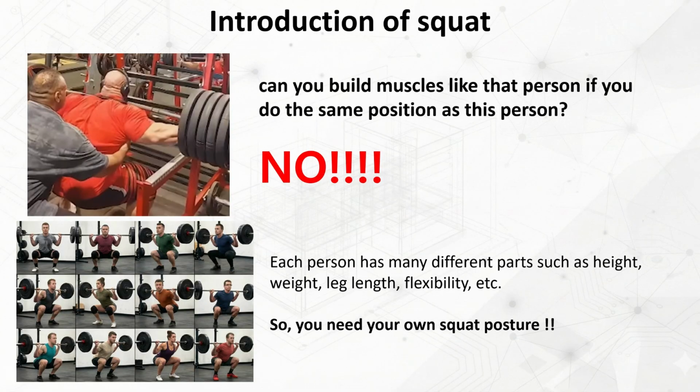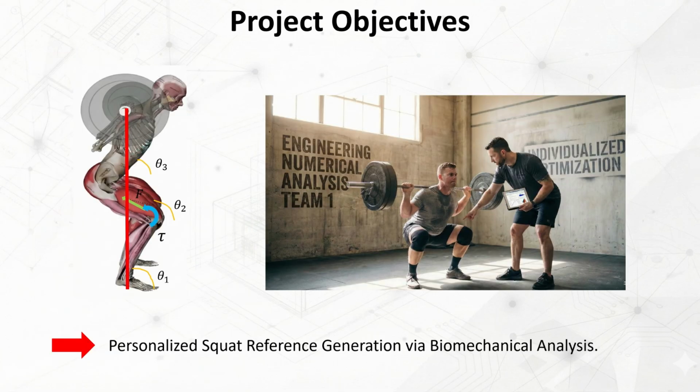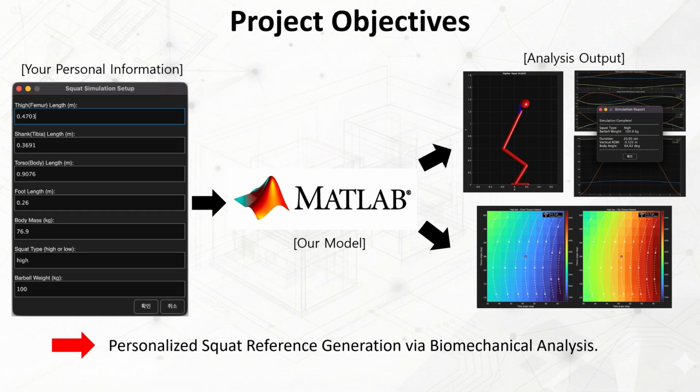Many people ask, if I squat exactly like this athlete, will I develop the same muscles? But the answer is no. Even if two people perform the same movement, their biomechanics, such as moments, joint angles, and muscle activation, can be completely different. This is why a personalized approach is necessary when learning or training the squat. Using individual anthropometric data, we generate a personalized squat reference to evaluate joint torque and muscle demand. You simply enter your body measurements and barbell weight. The model then computes your biomechanics and provides a personalized motion simulation and torque heat maps.